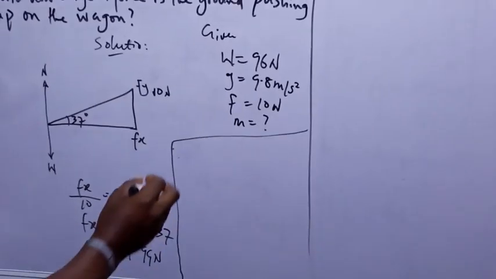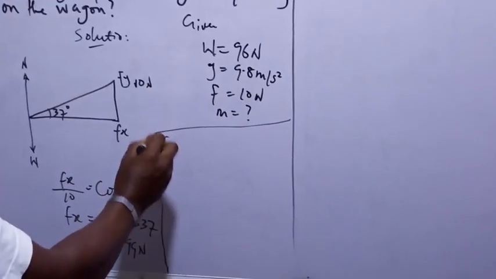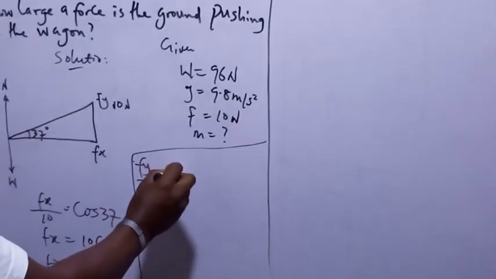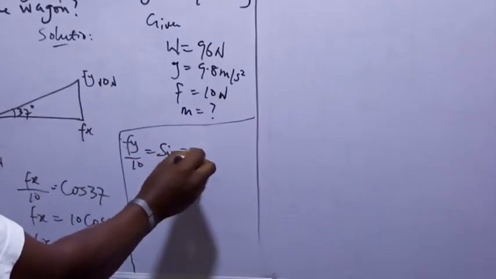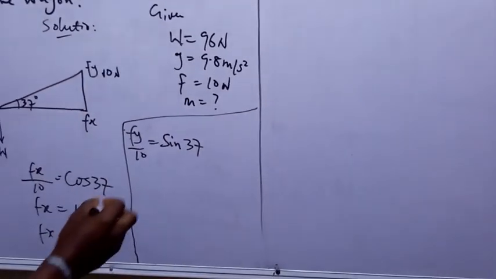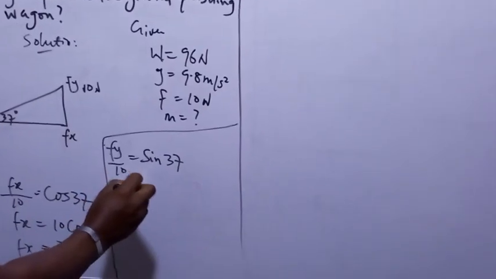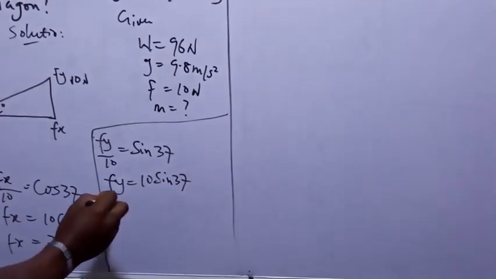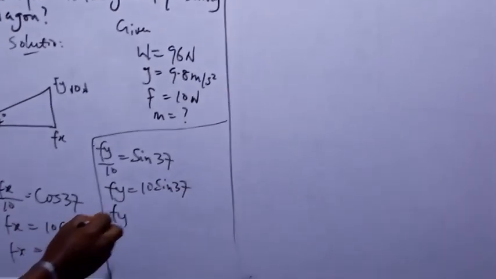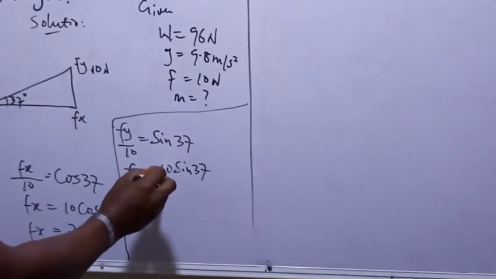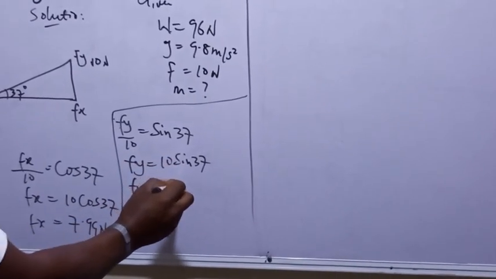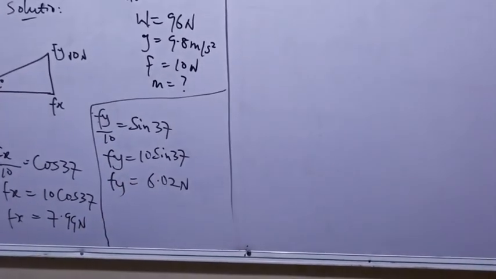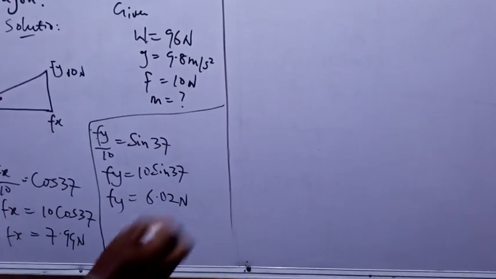Now let's also resolve for Fy. We have that Fy over 10 equals sine 37, because of the y-axis. And Fy here will be equal to 10 sine 37. Therefore, Fy, the force on the y-axis, multiplying 10 by sine 37, you will have 6.02 Newton.